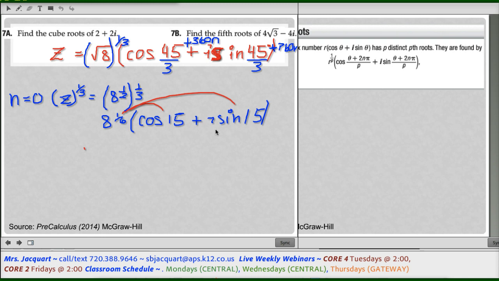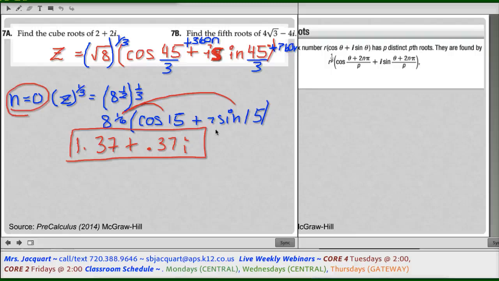0.37i. Didn't even write what I just did. So that is our first answer. It's for n equals 0. Now we're going to do n equals 1.